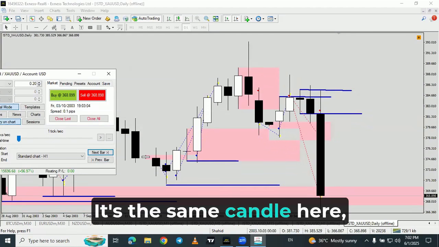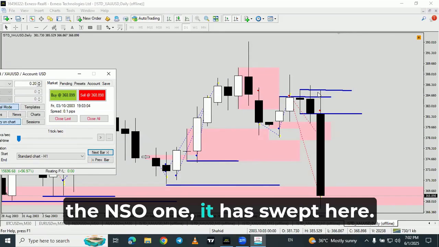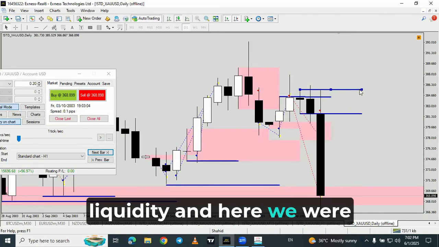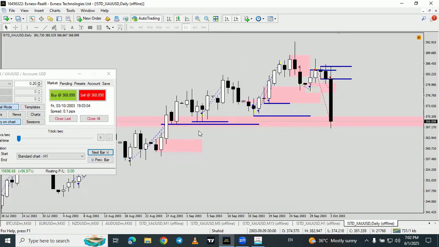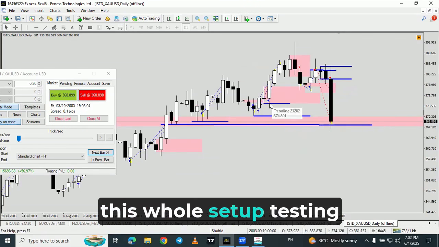The same candle here, it has given us, it's selling here, it's the same candle. It has swept here. Here this candle has swept its liquidity, and here we were putting this zone, and look here, it has swept all its lows here. Here all tick tick tick. All right, here this whole setup testing is done.